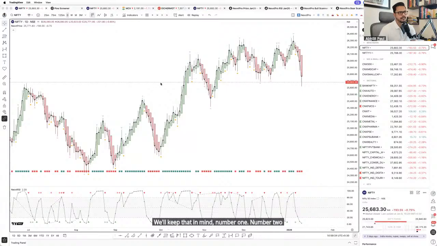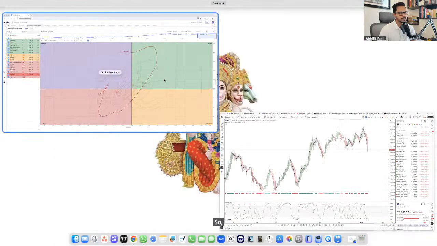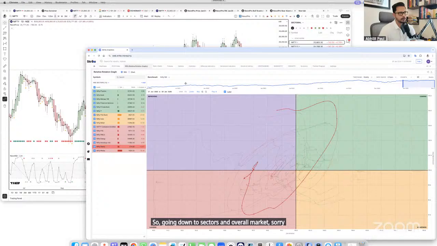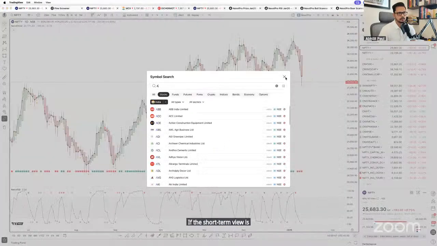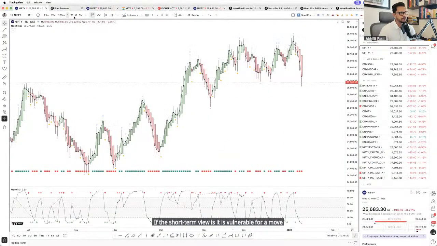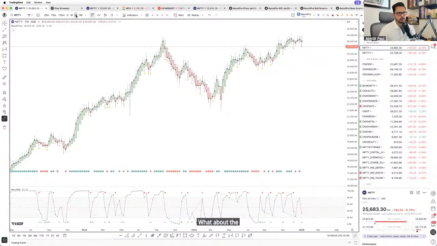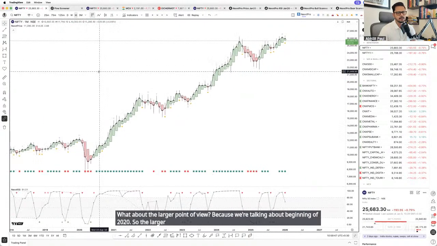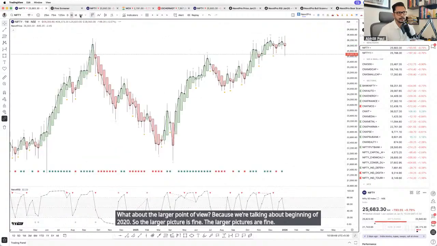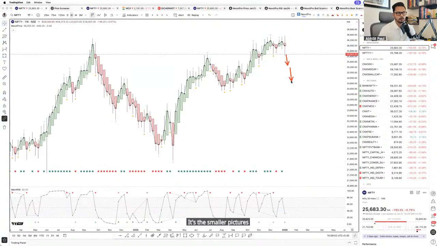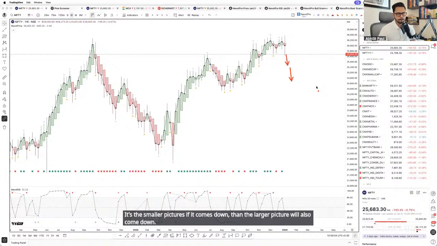Number two, which sectors, so going down to sectors and overall market, I'm sorry. If the short-term view is it is vulnerable for a move, etc., what about the larger point of view? Because we're talking about beginning of 2026. So the larger picture is fine. The larger pictures are fine. It's the smaller pictures, if it comes down, then the larger picture will also come down.